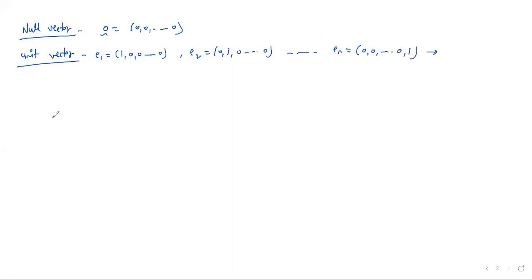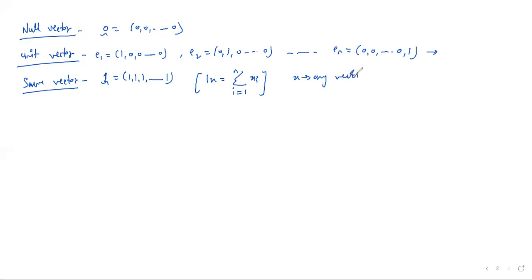This is our unit vector, and there is one more which is important to study, which is the sum vector. What is the sum vector? The sum vector is represented as 1, where all the elements of this vector are 1, and 1x equals the sum over i going from 1 to n of xi, where x is any vector.